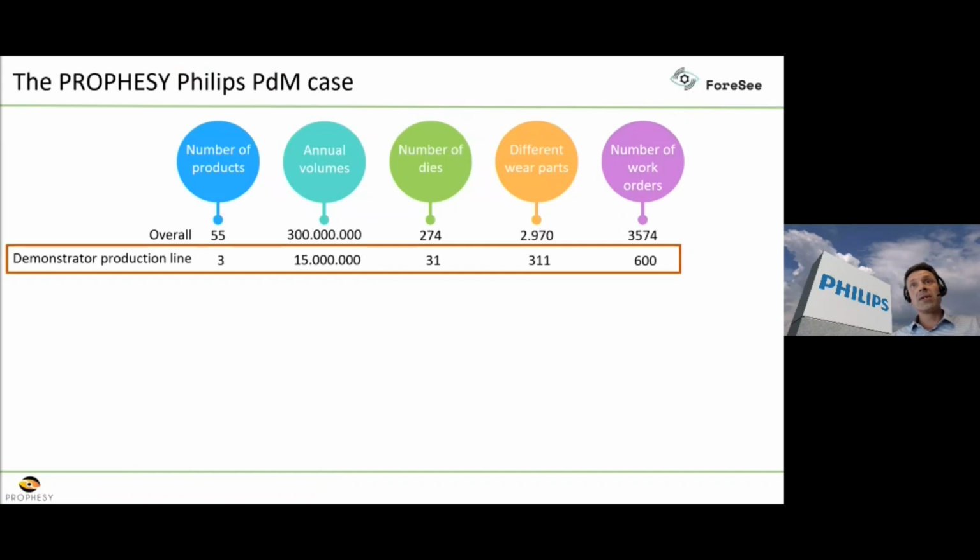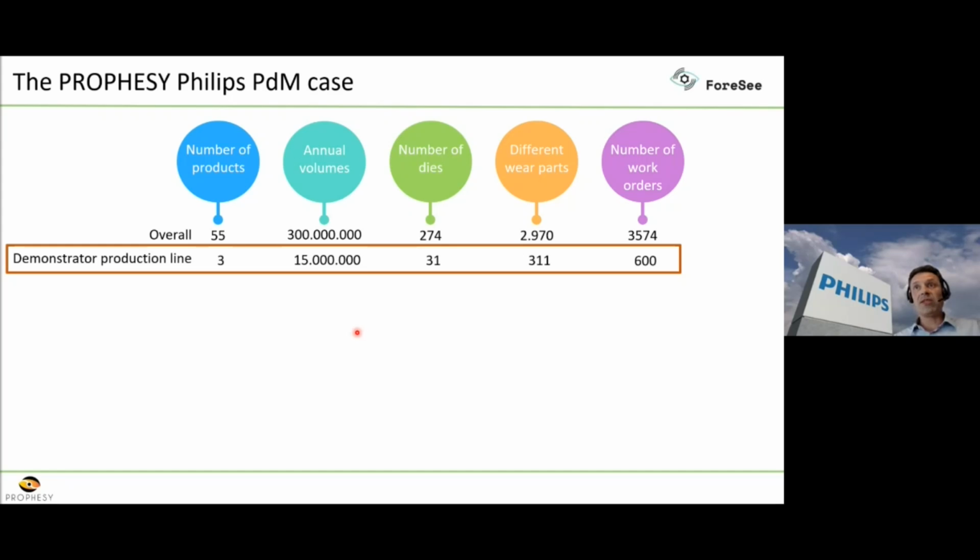So, a bit on the background. When Philips was invited to join the Prophecy consortium, the target case to improve operational performance was defined around a cold forming production line where we produce high precision metal parts with high annual volumes, as you can see here on one production line, 15 million parts, and also related to that, a very high number of tools and specific wear parts. 600 maintenance work orders are triggered yearly.